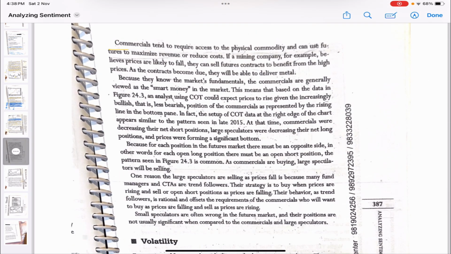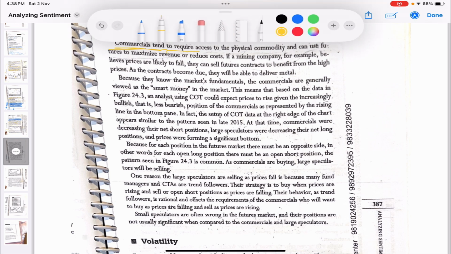Commercials tend to require access to the physical commodity and can use futures to maximize revenue and reduce costs. If a mining company, for example, believes prices are likely to fall, they can sell futures contracts to benefit from the high prices. As the contracts become due, they will be able to deliver the metal.